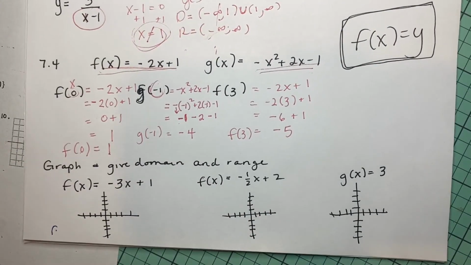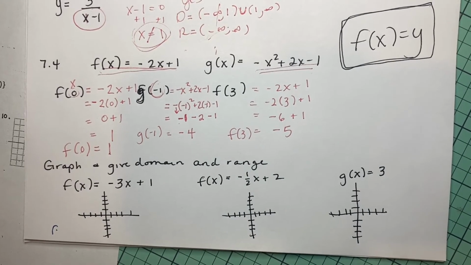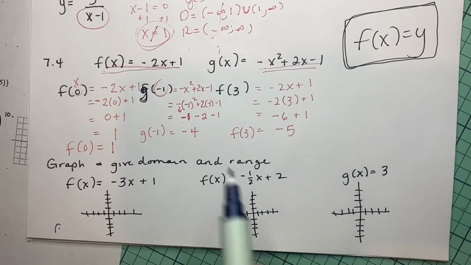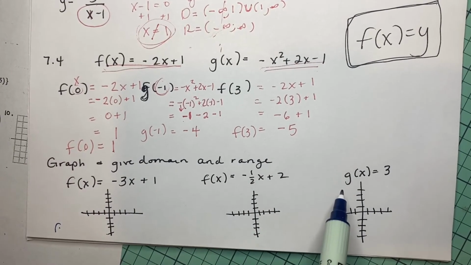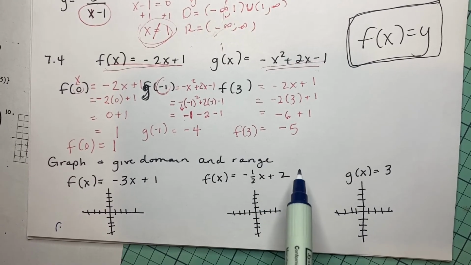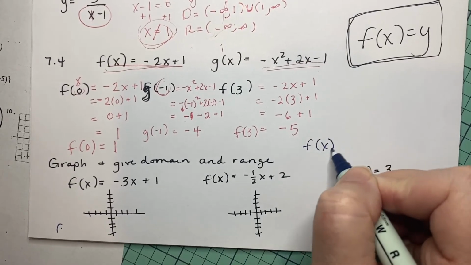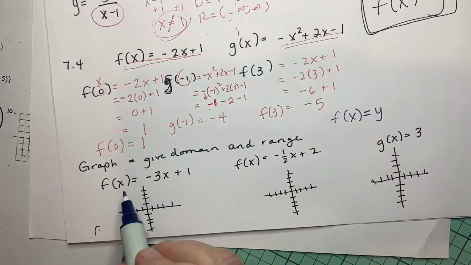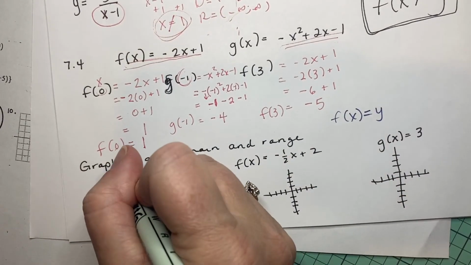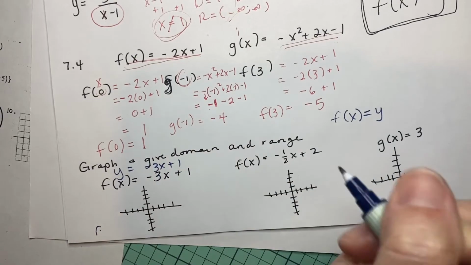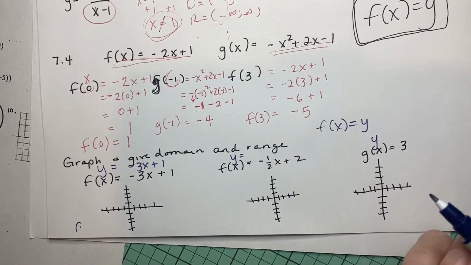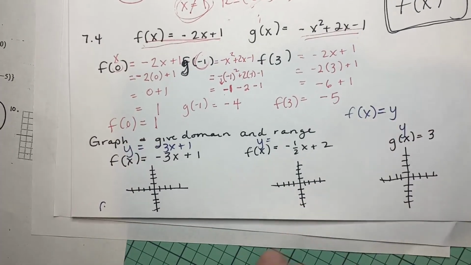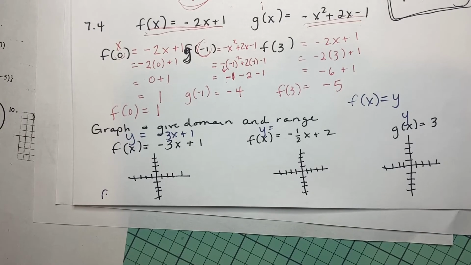Okay, so this last part is telling you to graph and give the domain and range. Really this is no different than what we've been graphing all along. The only difference is now these are all functions. So when it says f of x is equal to something or g of x is equal to something, all it's saying is that it's a function. Remember that f of x is equal to y. So this is really just the same as saying graph y equals negative 3x plus 1. This is the same as y equals negative 1/2 x plus 2. And this is the same as y equals 3. So they're really now just like the graphs we graphed in 7.1.